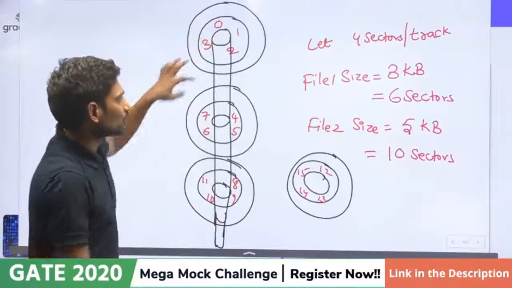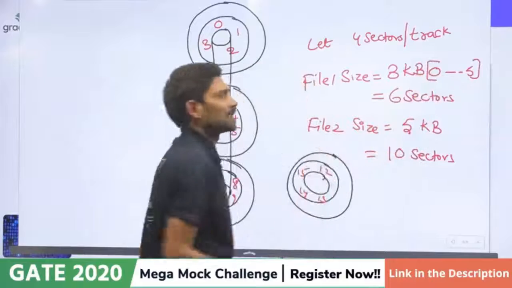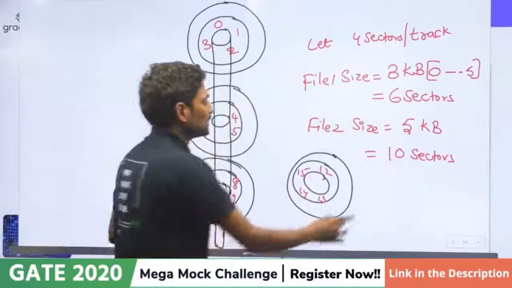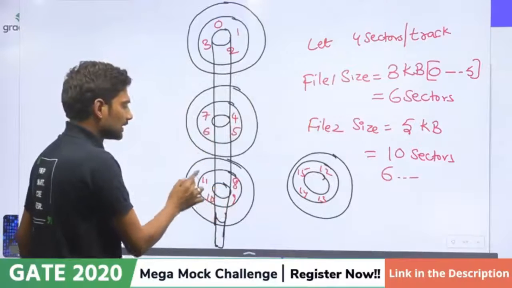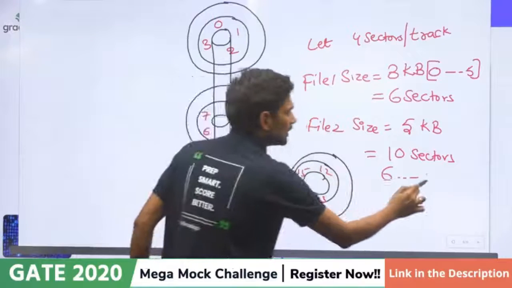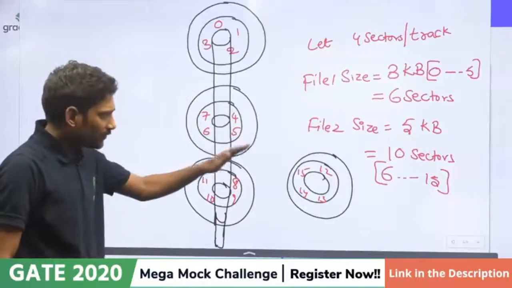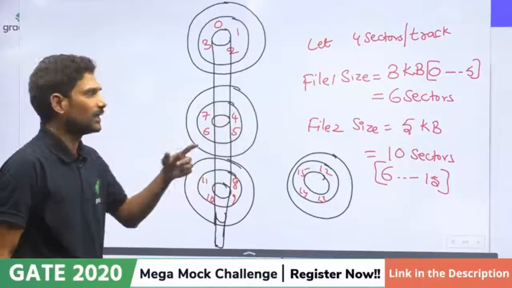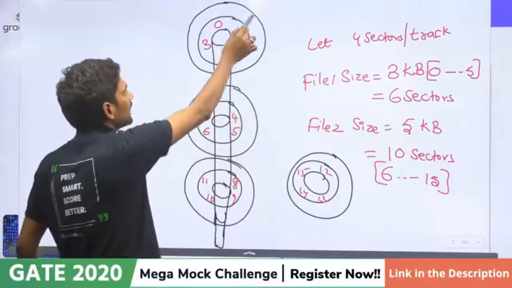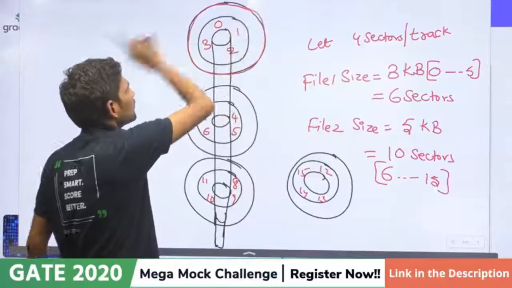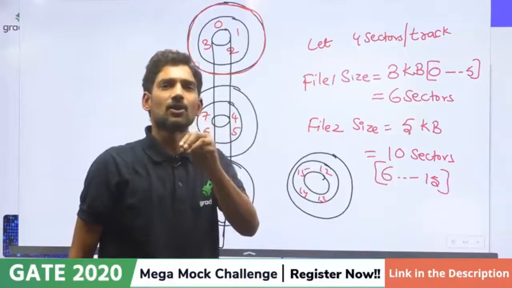So 0 to 5 are the sectors for the first file. Then sectors 6 to 15 are file 2. Now if you want to store the next file, where will it be? All first tracks are filled, right? So now the second track will be initiated. This is called the cylinder concept.